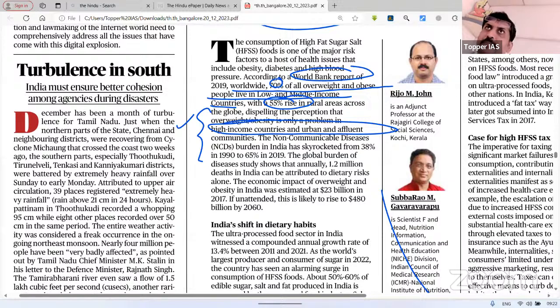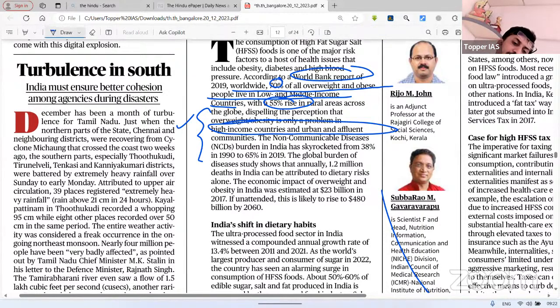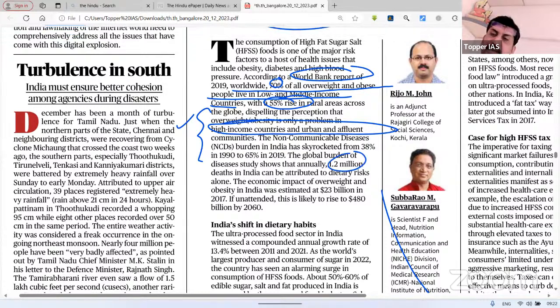The global burden of diseases, another data. First para is completely full of data. 1.2 million deaths in India are because of dietary problems. Imagine, which can be avoided. 1.2 million, 12 lakh people, right? 12 lakh people are dying because of dietary problems.